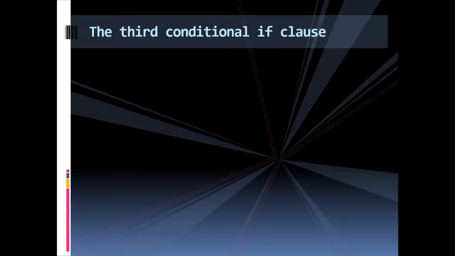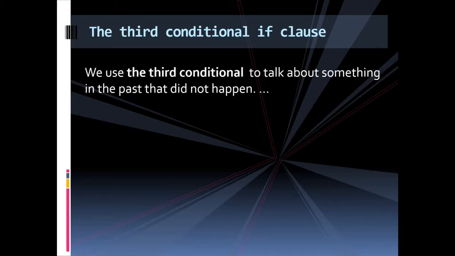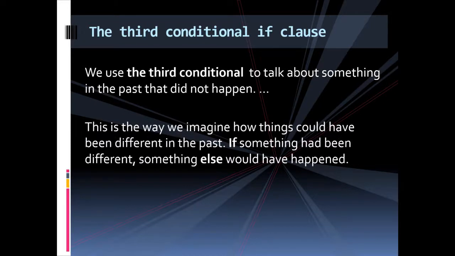So now we are going to start with the third conditional if clause, which is our last condition in this chapter. We use this conditional to talk about something in the past that did not happen. All right? This is a way we imagine how things could have been different in the past. If something had happened differently, something else would have happened. I know it's quite difficult to understand, so let's go for the example.